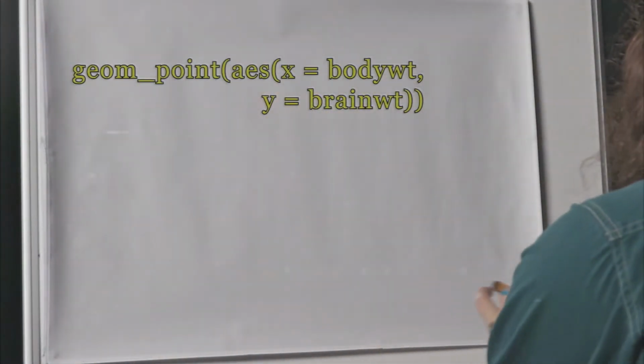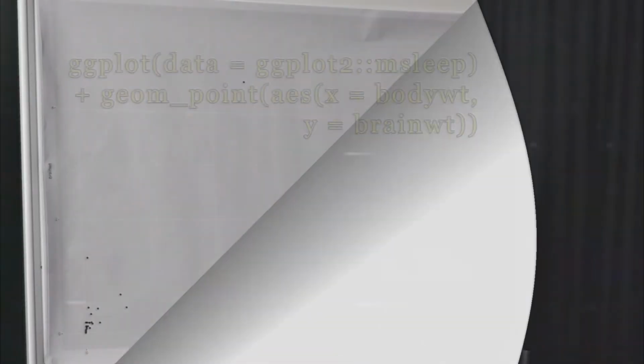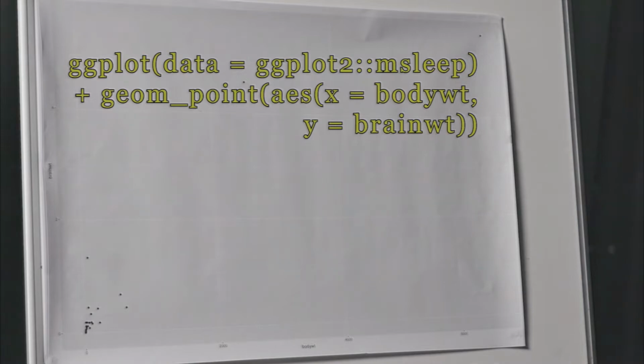Here's where we'll set up the aesthetics we want our plot to show with the aes argument. Let's plot the body weight of these critters along the x-axis and their brain weight along the y. We can run that code and look, we've got our data points and axes all set out.